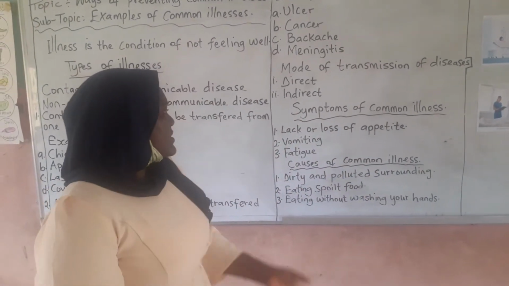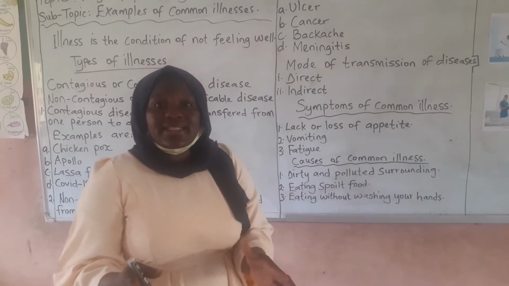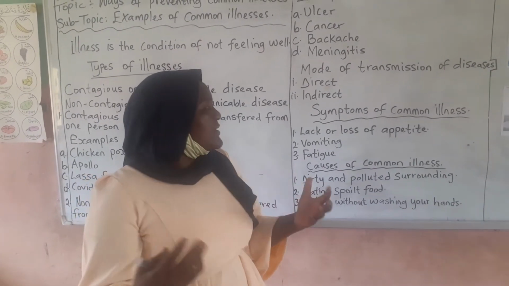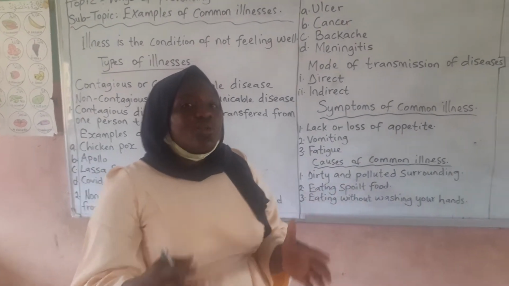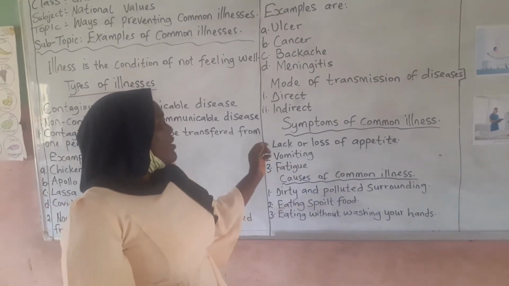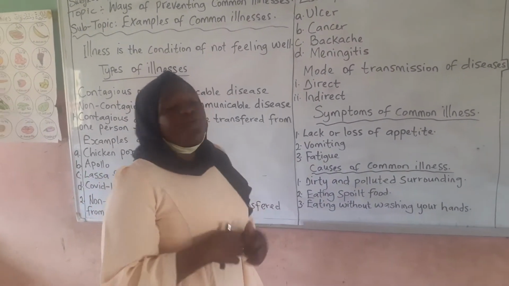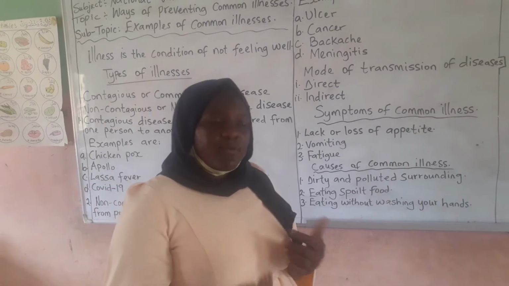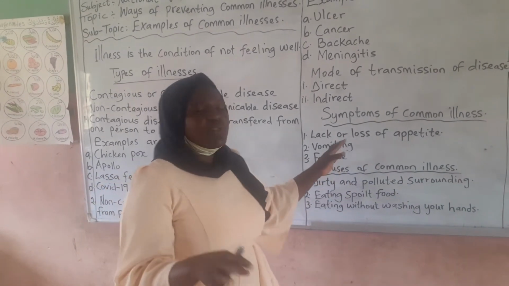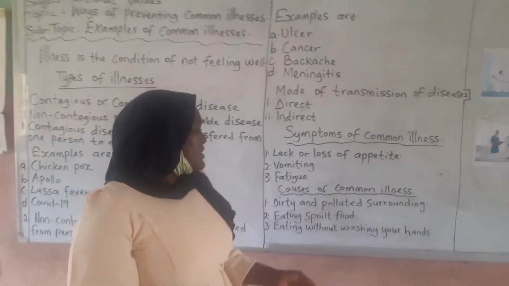Symptoms of common illnesses: lack or loss of appetite. Symptoms are the signs that show us that a person is not feeling fine. When you start feeling these symptoms, you know that you are not feeling fine and you report to your parents or your guardians immediately. When you lack or lose appetite, you don't feel like eating. When you vomit constantly, you eat and vomit. When you are weak, fatigued, your body is weak, you cannot sit straight, you get tired, you feel sleepy all the time.